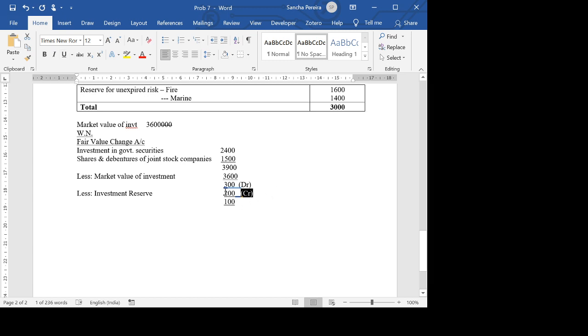Now, my question to you is, if 300 is a debit balance, 200 is a credit balance, what will this 100 be? Will it be a debit balance or a credit balance after making that adjustment? 300 is a debit balance because it's a loss. 200 is a credit balance because it's a reserve. So finally, what will this 100 be? Quick: 300 is debit, 200 is credit. 100 will be debit or credit?